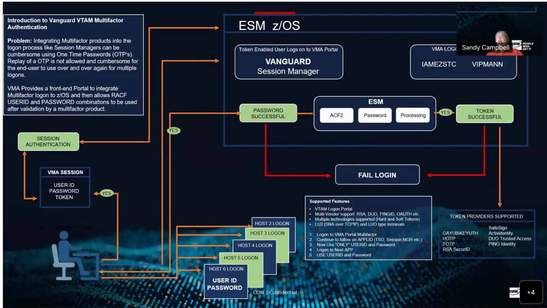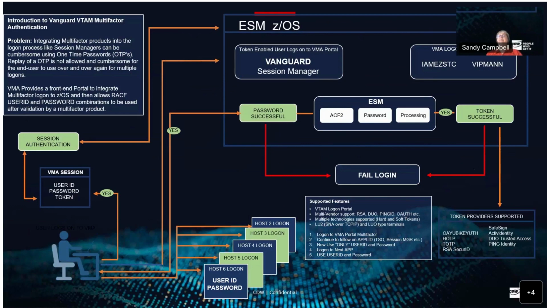Here's another schematic. I got these charts directly from the vendors. So again, it talks about the path to get there. You put in your user ID and password, it goes up, it authenticates, then it comes back and says yes, and then you can either fail the logon or it's successful and you let them log in. Again, on the right, it talks about the different token providers that are supported.